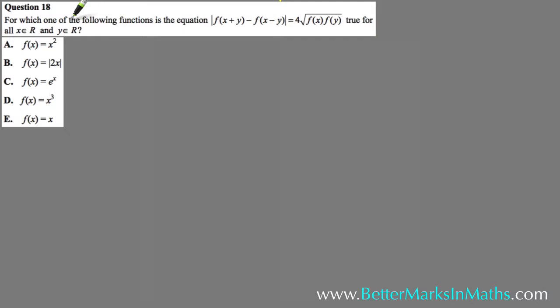In this question, for which one of the following functions is the equation the absolute value of f of x plus y minus f of x minus y equal to 4 square root of f of x times f of y true for all x and y elements of R? So in other words, which one of these will satisfy this equation here?